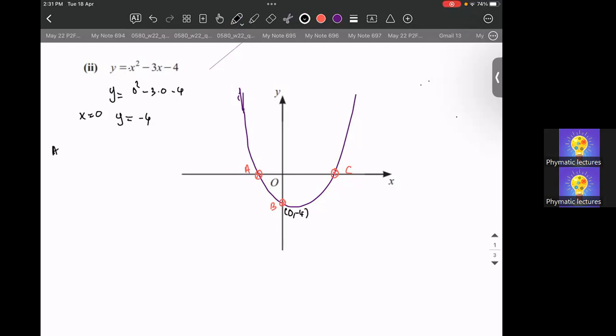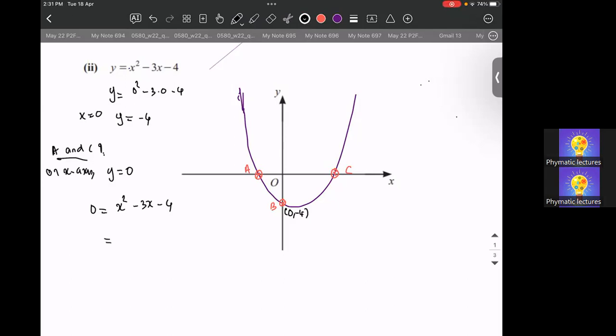Now what about the points A and C? A and C are actually the x-intercepts, that means the points at which the graph intersects the x-axis. So on the x-axis, which coordinate is 0? The y coordinate is 0. So in the general equation of the curve, we equate 0 to x square minus 3x minus 4. Then how will you find the solutions? Because it eventually turns into a quadratic equation, correct? So how will you solve the quadratic equation?